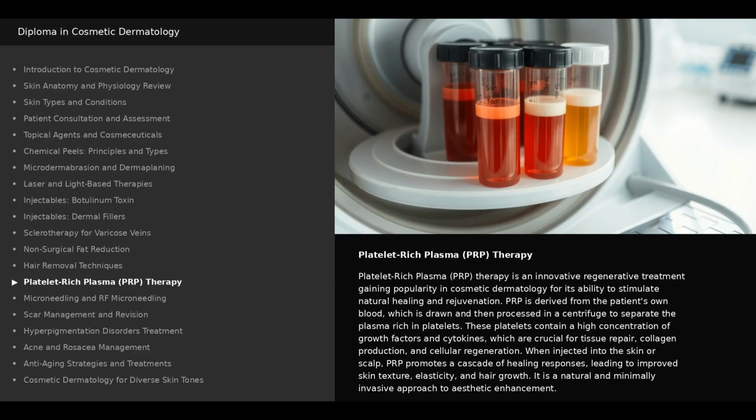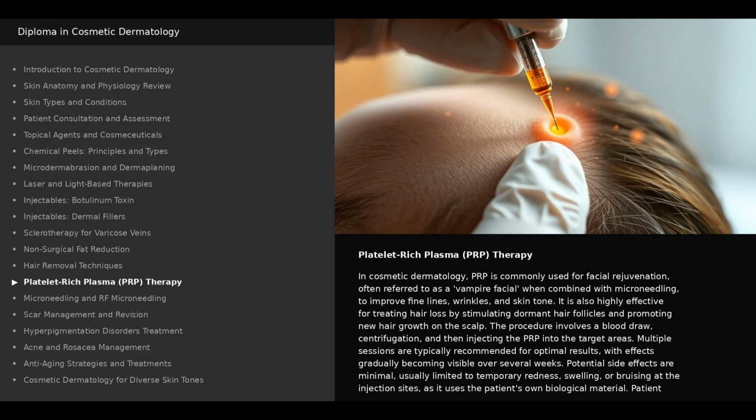When injected into the skin or scalp, PRP promotes a cascade of healing responses, leading to improved skin texture, elasticity, and hair growth. It is a natural and minimally invasive approach to aesthetic enhancement. In cosmetic dermatology, PRP is commonly used for facial rejuvenation, often referred to as a vampire facial when combined with microneedling to improve fine lines, wrinkles, and skin tone.